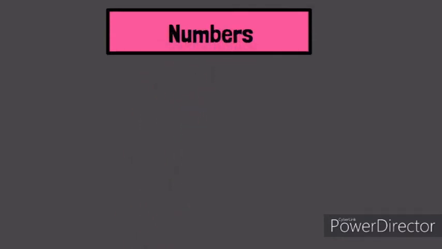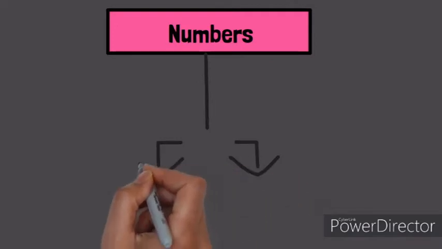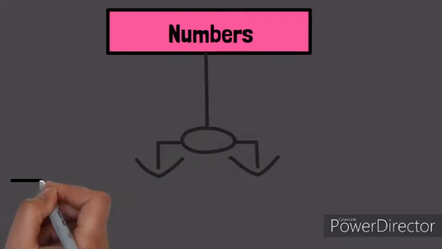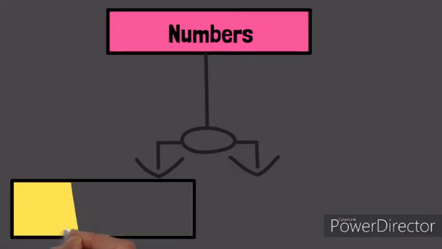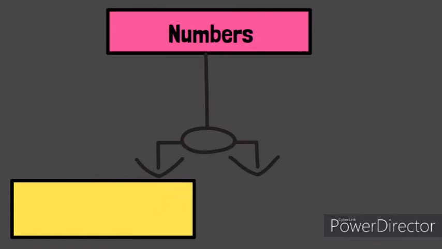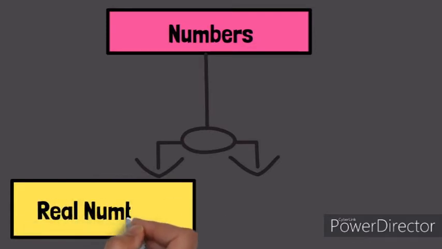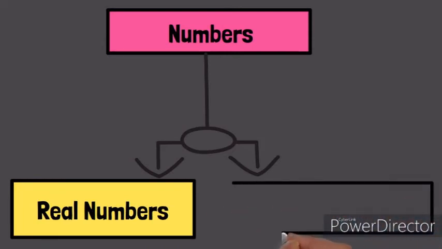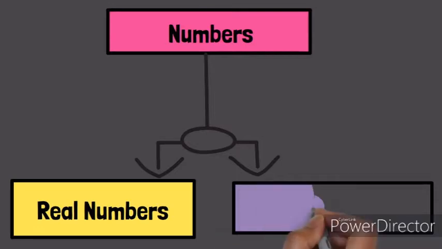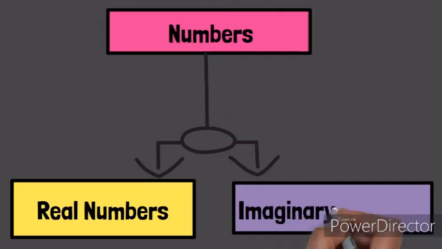Numbers. Numbers are divided into two groups: real numbers and imaginary numbers. Let's see what they are and how they are further classified.